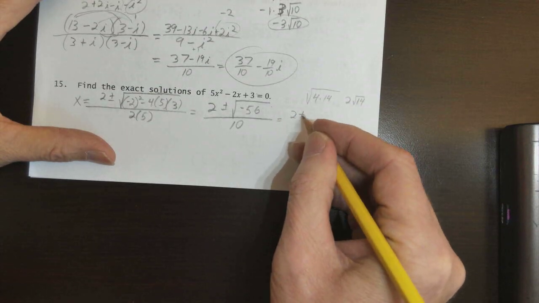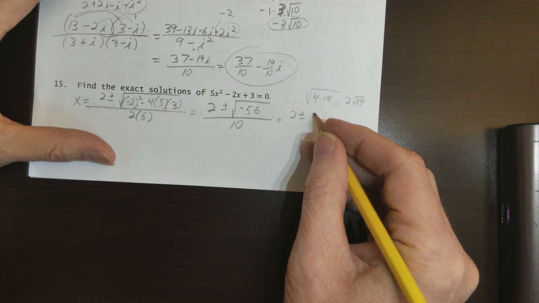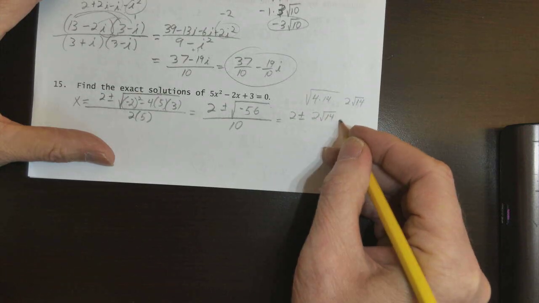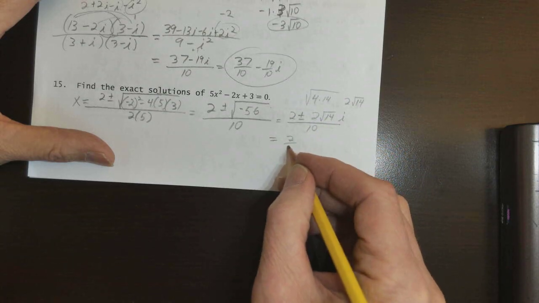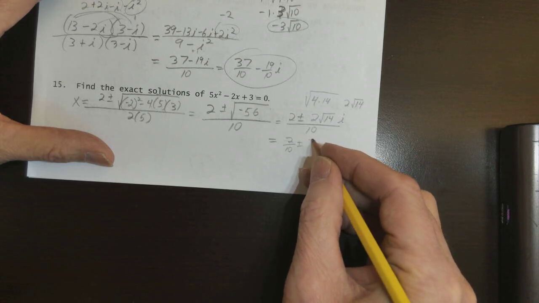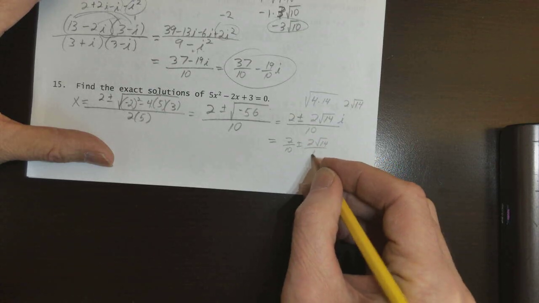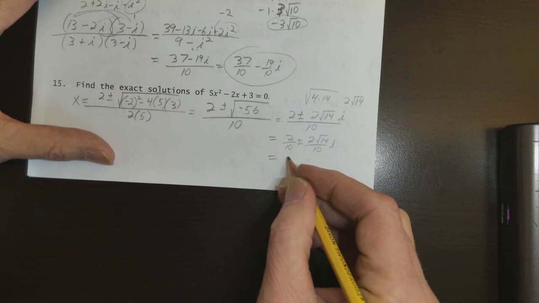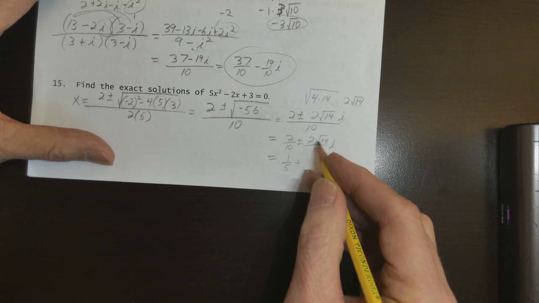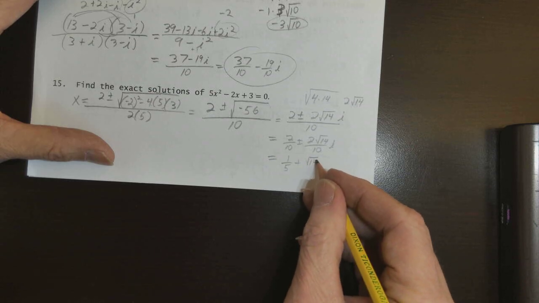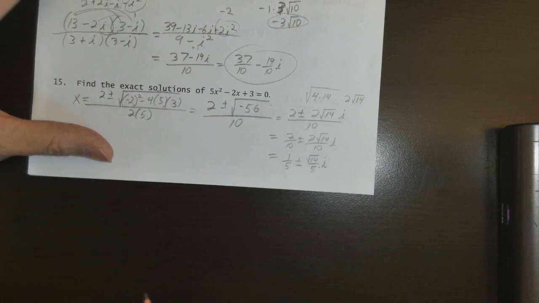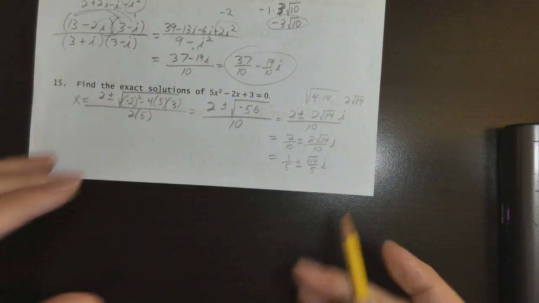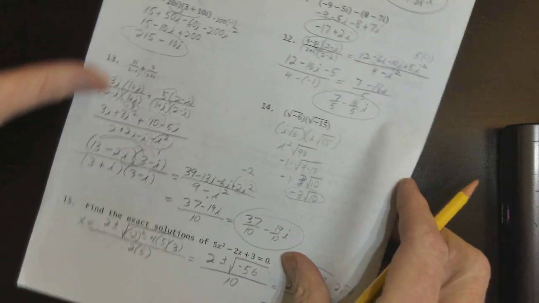So that's 2 radical 14. So that's 2 plus or minus 2 radical 14i over 10, which is 2/10 plus or minus 2 radical 14 over 10 i, which is 1/5 plus or minus radical 14/5 i, plus or minus there. One with plus, one with minus, 2 solutions there. Okay.